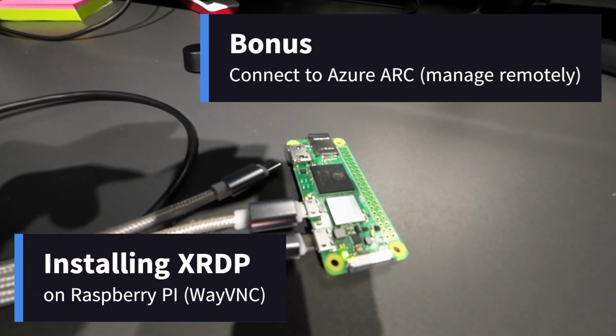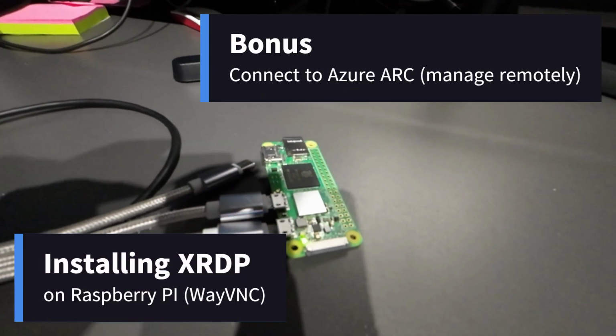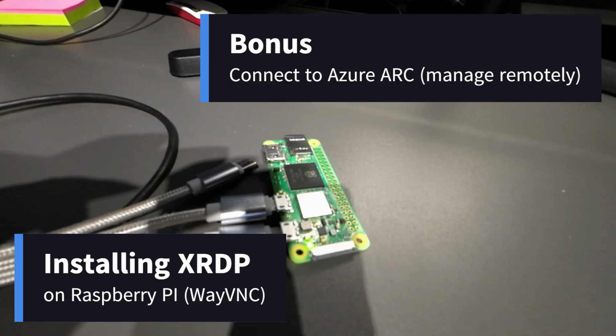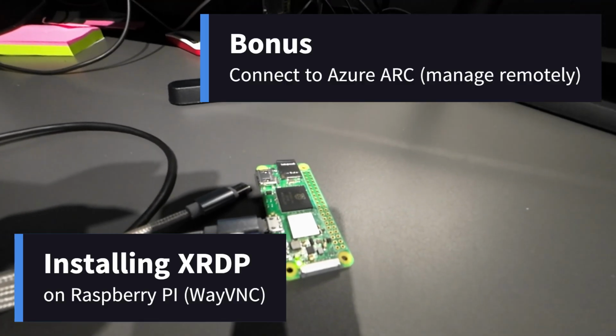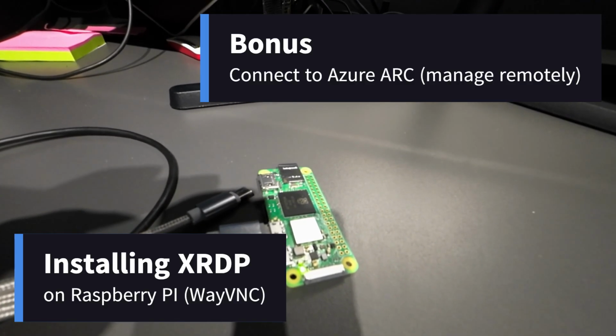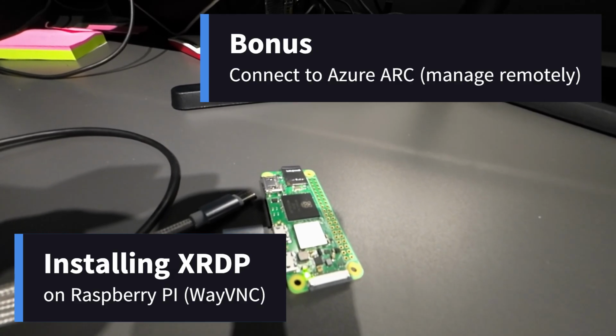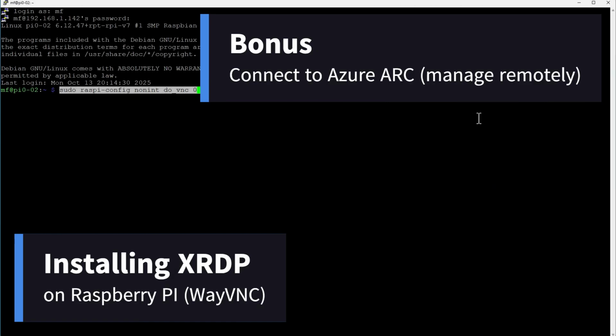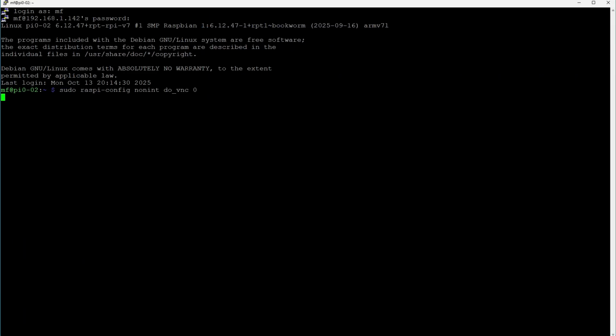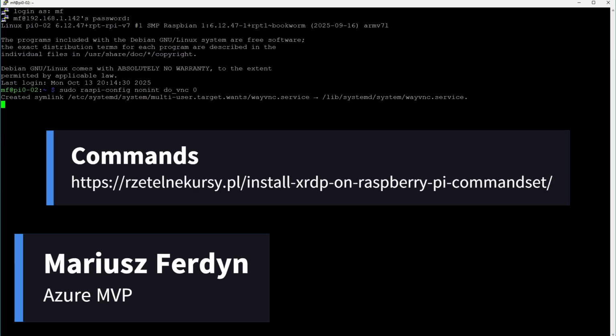Hi, here I have my Raspberry Pi Zero W and I will show you how to configure the XRDP as a first step, and the second step I will show you how to connect it to the Azure ARC that allows me to fully control the Raspberry Pi over the network even without any port redirection.